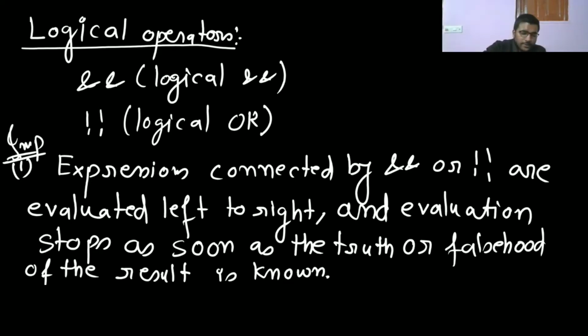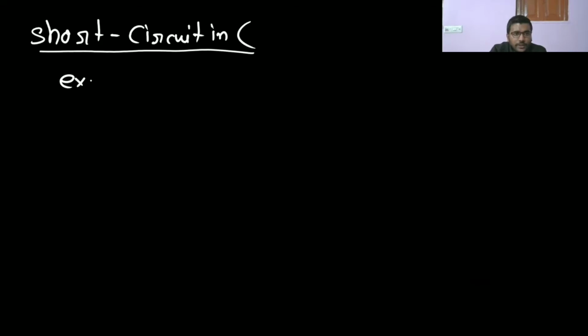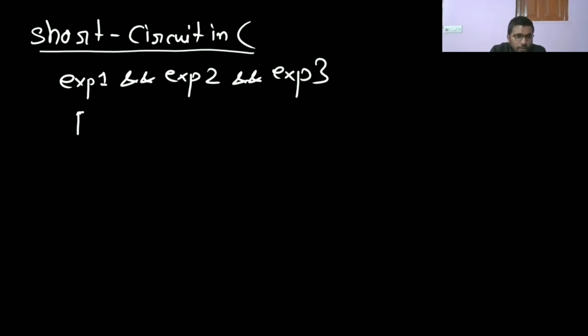See the short circuit in C. Suppose you have expression 1 and expression 2 and expression 3. You check the first one. If it is false, there is no need to go further, because the result is already false. So you do not execute expression 2 and expression 3; the output is false.